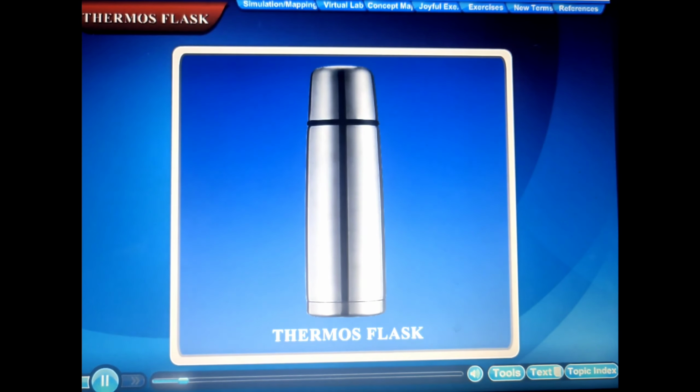Thermos flask. A thermos flask is a special type of vessel which keeps hot liquid hot and cold liquid cold for a long time. It is made in such a way that it reduces the loss or gain of heat by conduction, convection and radiation to a minimum level.